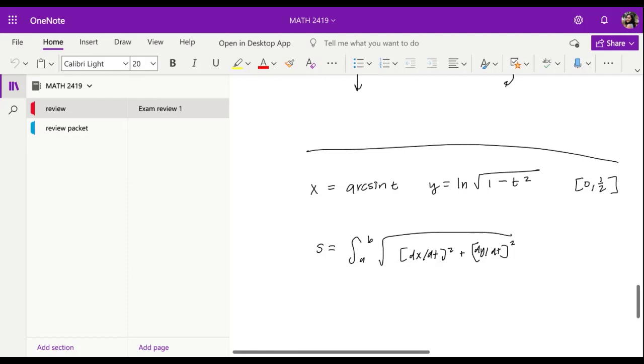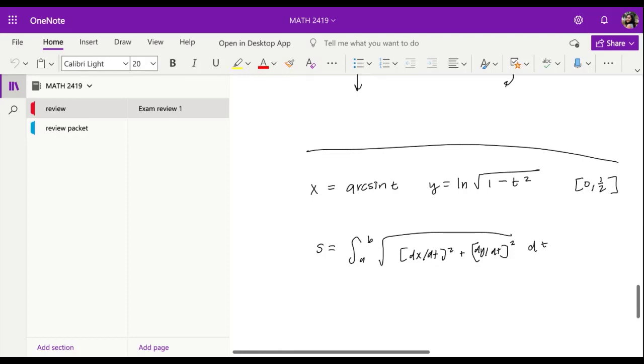So make sure you guys remember this formula. All the surface area and arc length formulas are pretty similar, so make sure you don't get them confused. So now, in order to be able to plug in all of our components into this equation, you have to take the derivatives first.